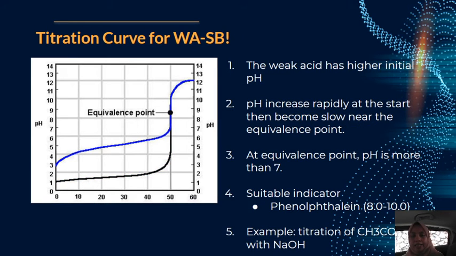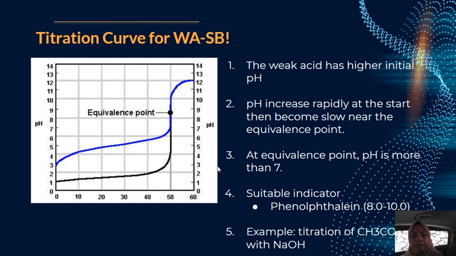And the last one is the titration curve for weak acid and strong base. From this curve, we can conclude that the weak acid has a higher initial pH, which is 3, and the pH increases rapidly at the start. So you can see 3, 5, and then 7, and then it becomes slow near the equivalence point. In this case, the equivalence point is at 9.